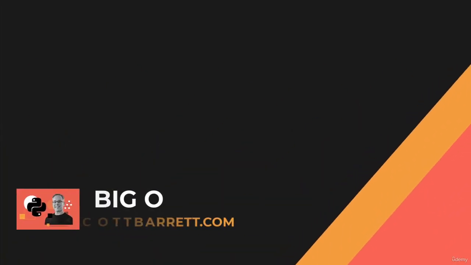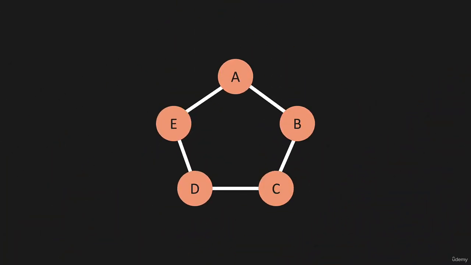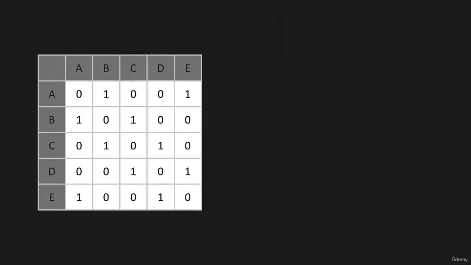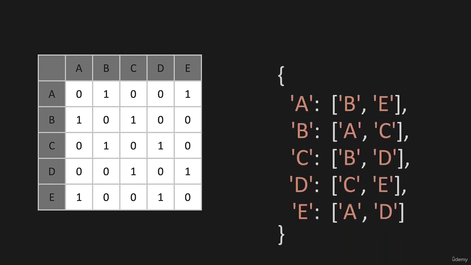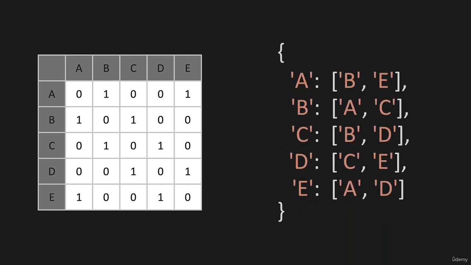Now let's look at graph big O. So I'm going to bring up the same graph that we've used in the last couple of videos here, and we're going to represent this graph with an adjacency matrix and also an adjacency list. These are two different ways of representing that graph. So the first thing we'll look at is space complexity between the two of these.